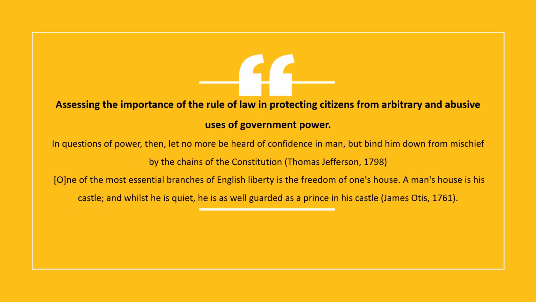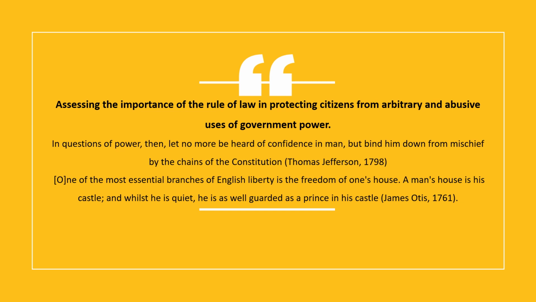So we're now going to look at two quotes, one from Thomas Jefferson and one from James Otis, that focus on assessing the importance of the rule of law in protecting citizens from arbitrary and abusive uses of government power. So with Thomas Jefferson, he says, in questions of power, let no more be heard of confidence in man, but bind him down from mischief by the chains of the Constitution. In other words, one of the ways that we can keep ourselves from behaving badly is by everyone being held accountable to the Constitution.